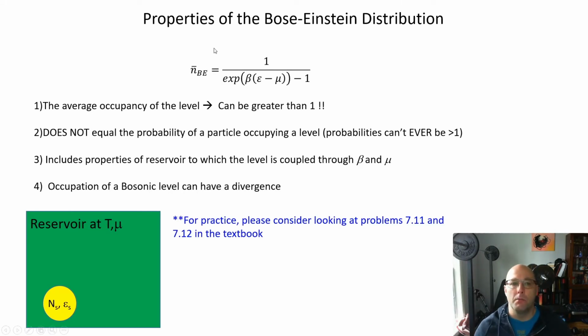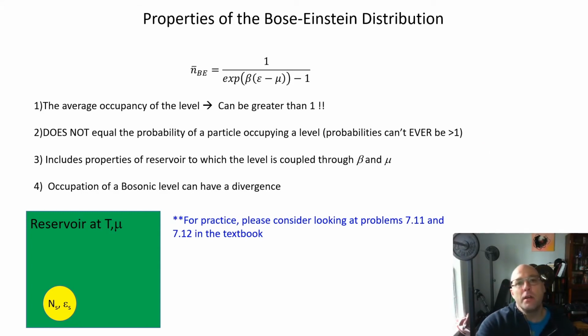Let's talk about the properties of the Bose-Einstein distribution. Number one, it's still the average occupancy of the level, but in this case it can be greater than 1, right? Because the occupancy of the level can be anything from 0 up to infinity, this number can be whatever. It can't be negative. That doesn't make any sense. So because it can be greater than 1, it is not in general equal to the probability of the particle occupying a level, because the probability can never be bigger than 1. Now that's an important distinction.